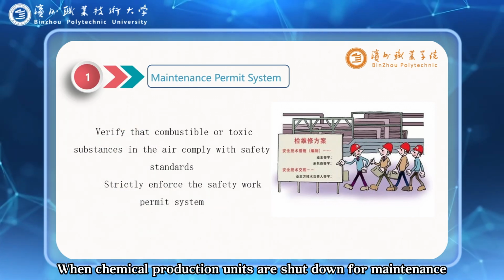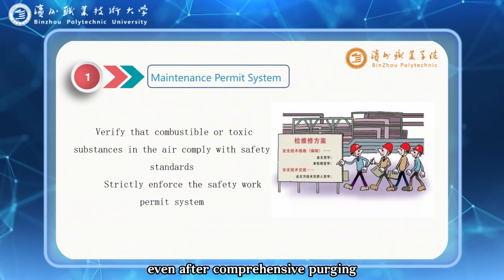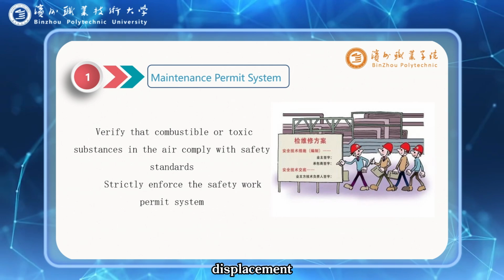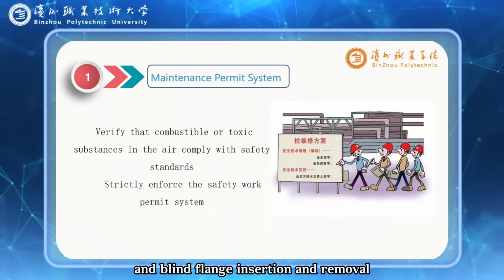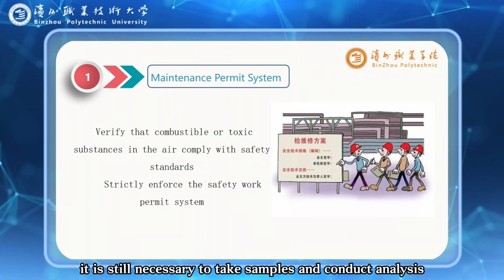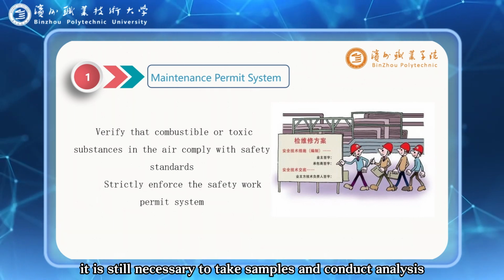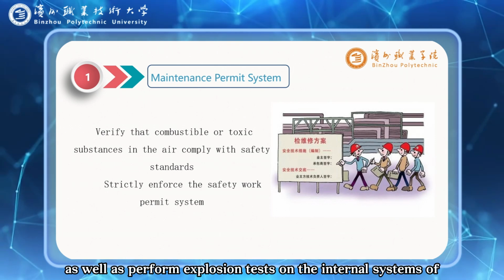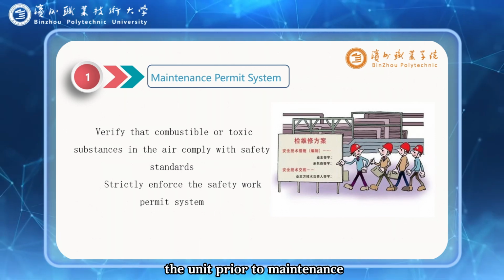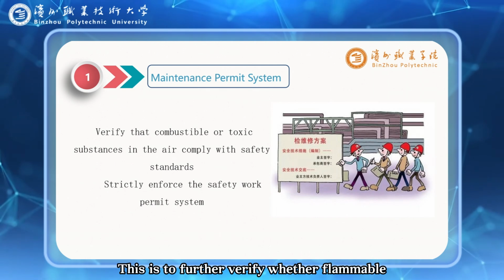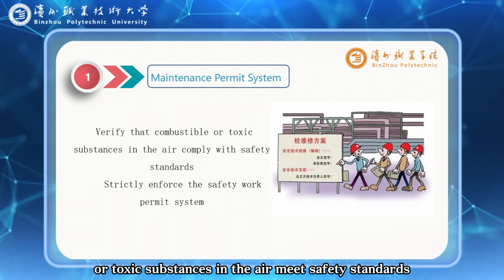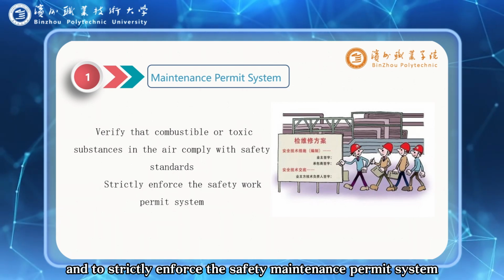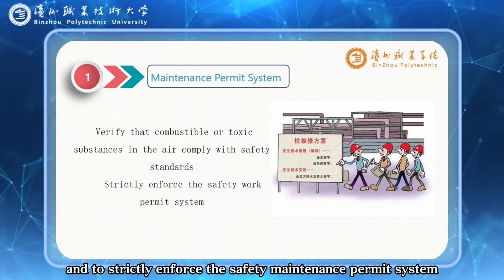When chemical production units are shut down for maintenance, even after comprehensive purging, steaming, water washing, displacement, and blind flange insertion and removal, it is still necessary to take samples and conduct analysis, as well as perform explosion tests on the internal systems of the unit prior to maintenance. This is to further verify whether flammable or toxic substances in the air meet safety standards and to strictly enforce the safety maintenance permit system.